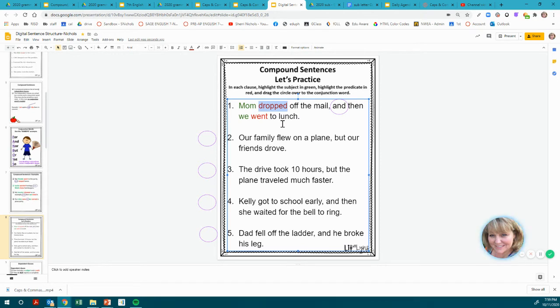So we went to lunch would be our next independent clause. And we are joining it. So we have we went. Go ahead and highlight it. And then we're going to have our circle that we bring over, and we go ahead and circle our fanboy or our coordinating conjunction. Do that for the rest of these sentences.